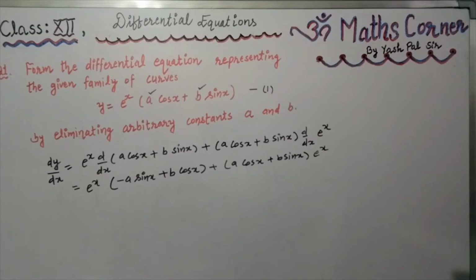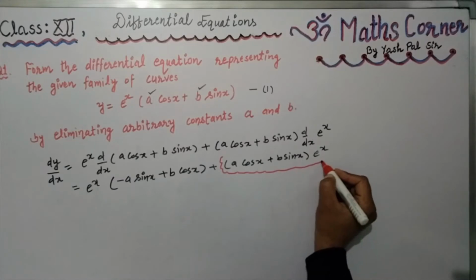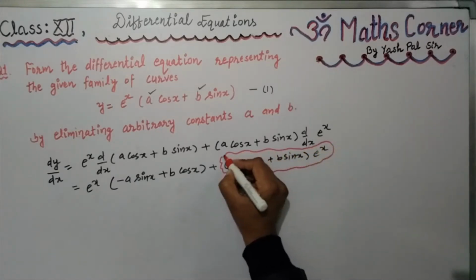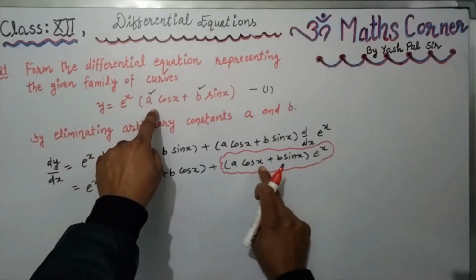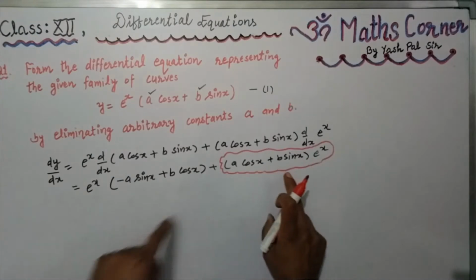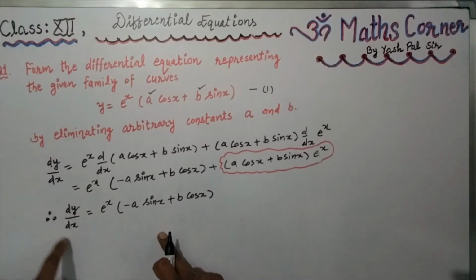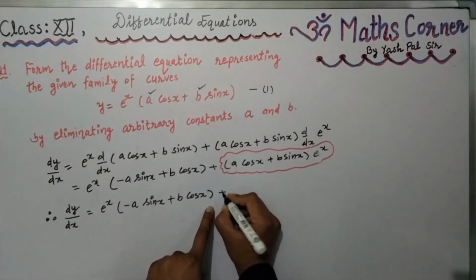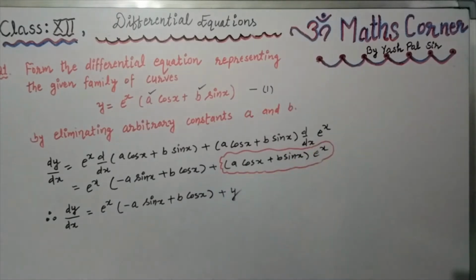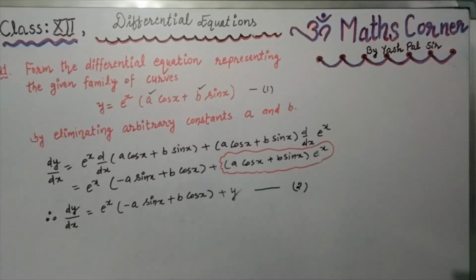Now what we see here, this second term, the whole term, is exactly the same as y, that is, e raised to power x into a cos x plus b sin x. So in the next step, in place of this, we just write y, that is dy/dx is equal to e raised to power x into this whole plus y, right? Now say this is equation number 2. Now once again we differentiate this equation.